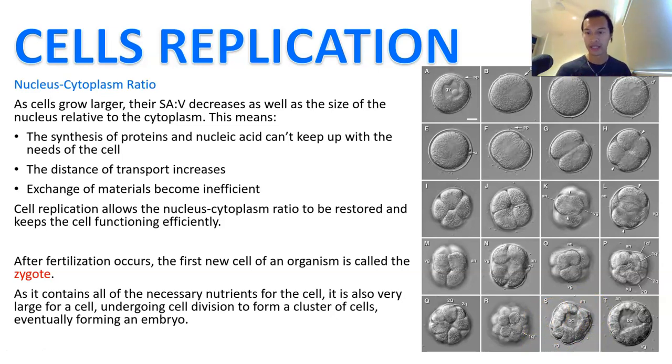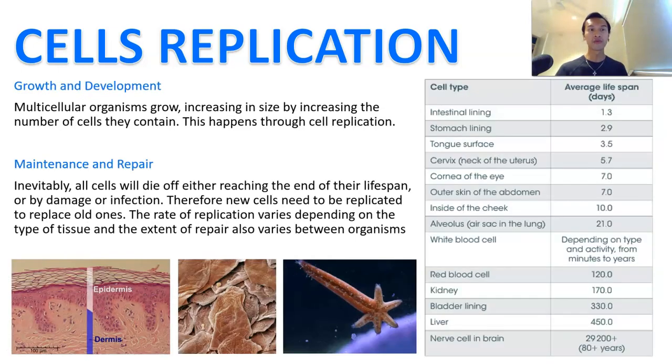And those particular stages are now considered as when the cell begins to specialize, right? Now, the second reason for cell replication is simply growth and development, right?